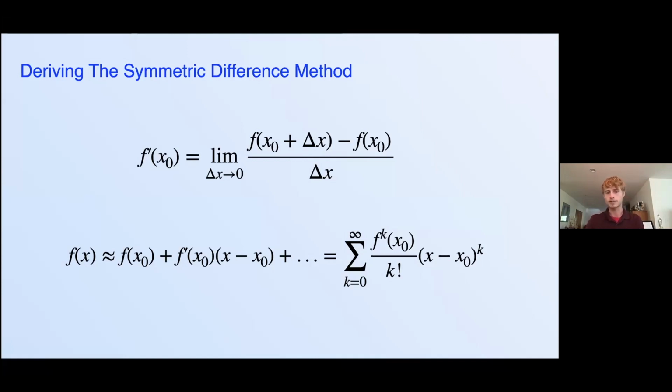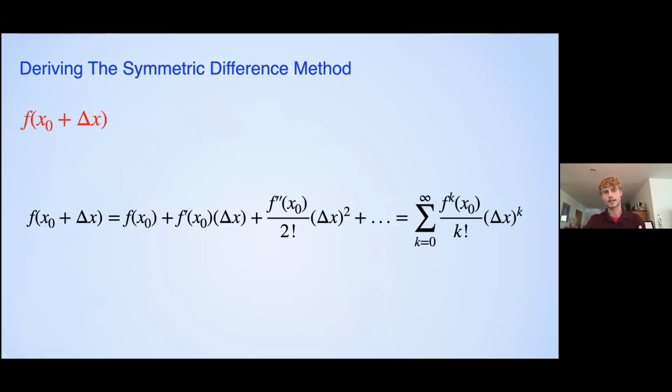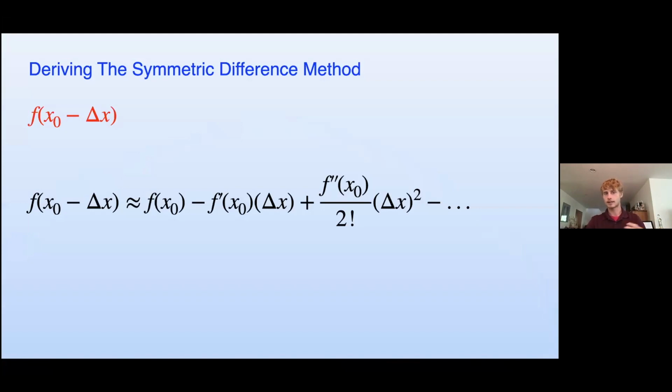So the way we're going to do that is we're going to take the Taylor series expansion for f of x naught plus a little bit. So we have some x naught, we know the value there. We want to approximate what it is the next step over. So we're going to take the Taylor series expansion for f of x naught plus delta x. And that's what you see listed down here. And then we're going to take the Taylor series expansion for f of x naught minus a little bit.